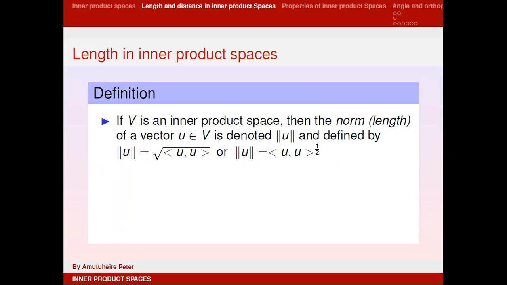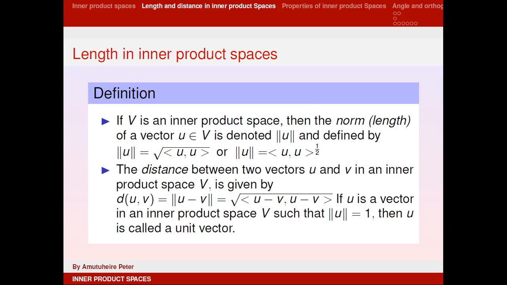Next, we want to define the distance. The distance between two vectors U and V in an inner product space is given by this notation, d(U,V). The d is distance. So this is the distance between U and V, and it is the length or the norm of U minus V. Whether we start with V minus U or U minus V, if it is negative, this norm will always be positive.